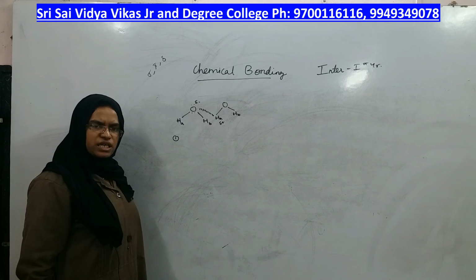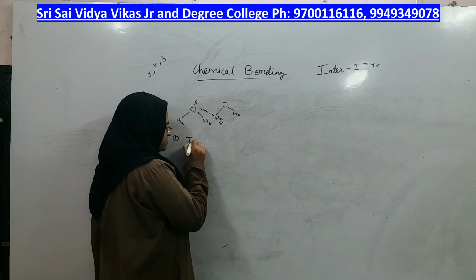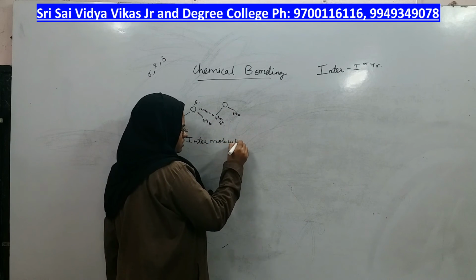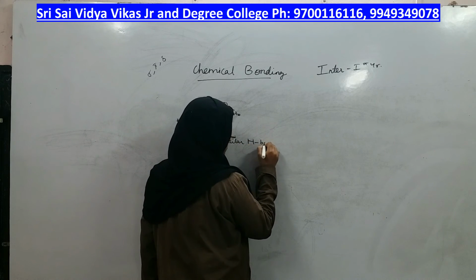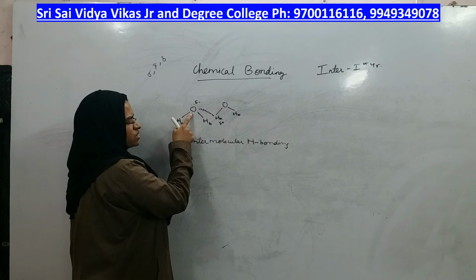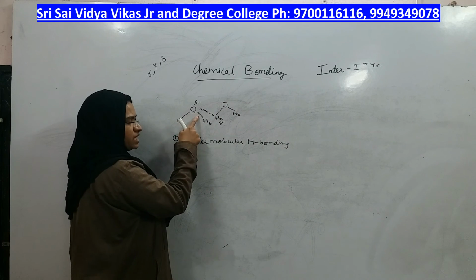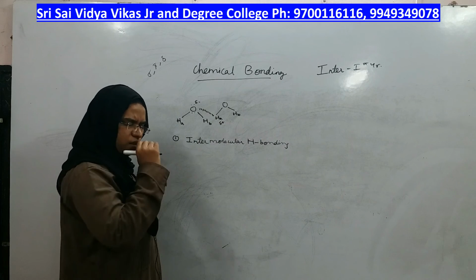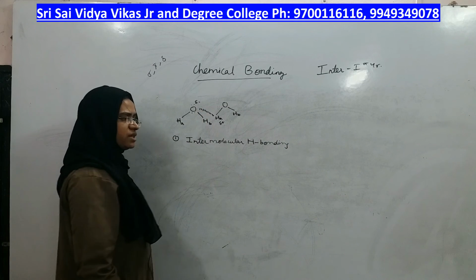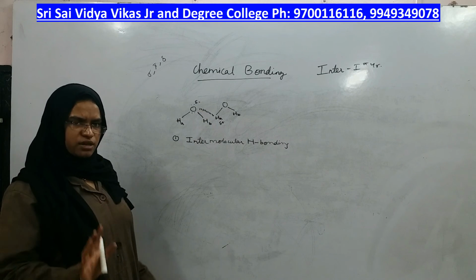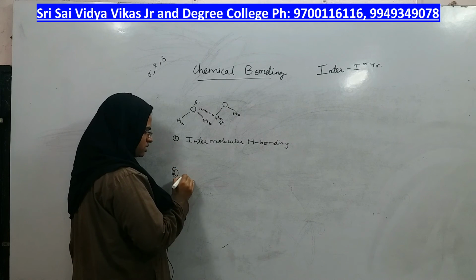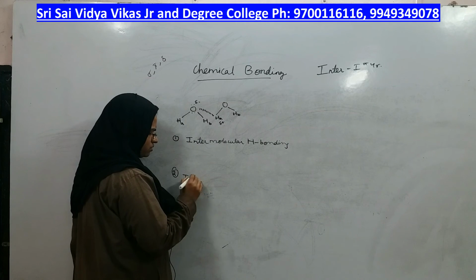Hydrogen bonding is again of two types, which is intermolecular hydrogen bonding. If I am showing a bond between oxygen and hydrogen by a line, it is not a hydrogen bond, it is a normal bond. If I am showing a dotted line, then only it is a hydrogen bond. Remember always. Okay, and another type of hydrogen bonding is intramolecular hydrogen bonding.